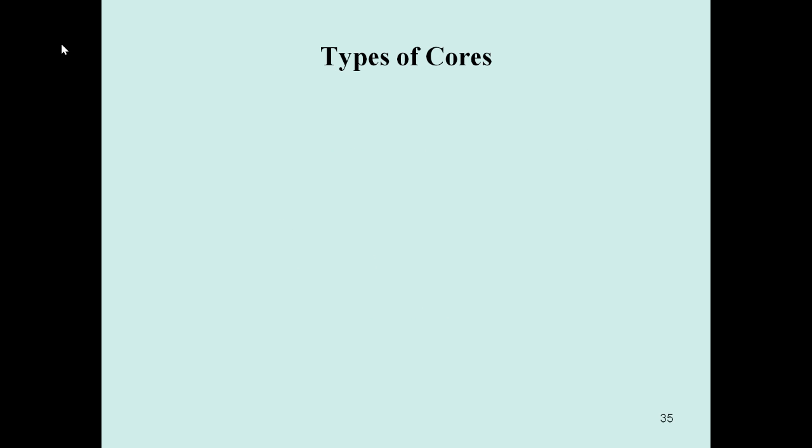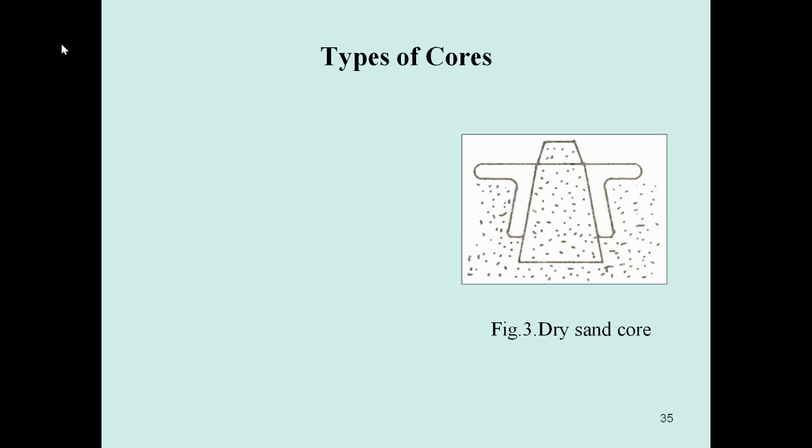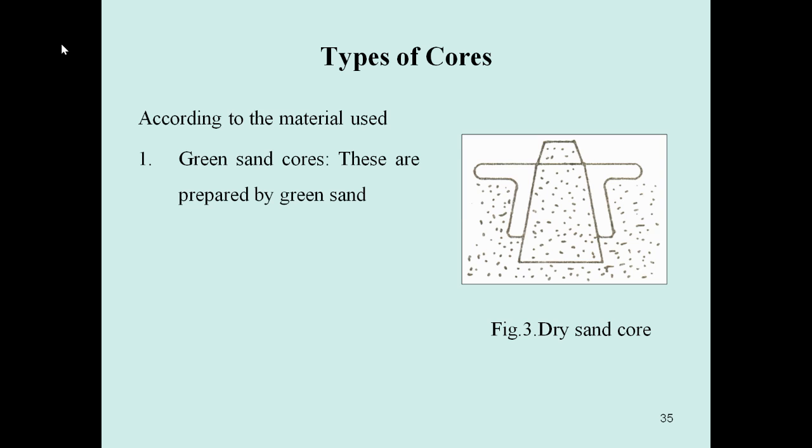Next we can see the types of cores here. The first classification is according to the material used. Based on the material used, they are of different types.